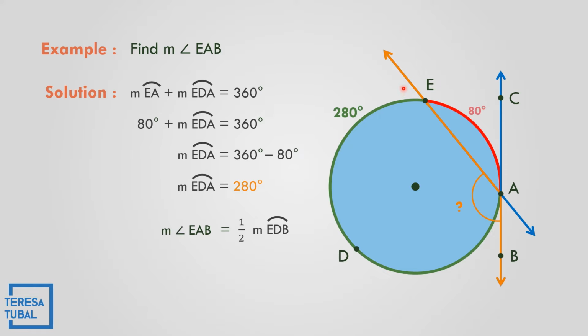How about the measure of the angle EAB? So the formula, that is 1/2 the measure of the arc EDA. So let us replace: 1/2 times 280 degrees, or 280 degrees divided by 2, the answer is equal to 140 degrees. So the measure of the angle EAB is equal to 140 degrees.